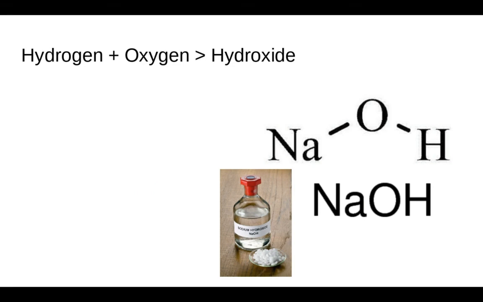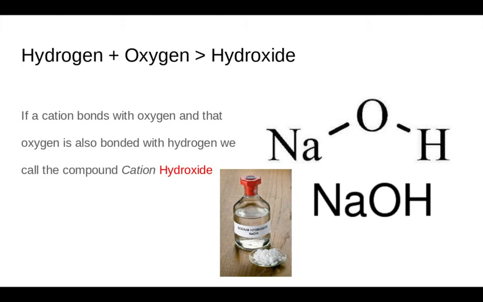This is one more I just want to look at today. This one's a little bit different. Whenever you have a cation which reacts with oxygen, and that oxygen reacts with hydrogen, we call this new product hydroxide, okay? So the cation, which here will be sodium, bonds with oxygen, and then this oxygen is bonding with two things, the sodium and a hydrogen, okay? We call this hydroxide. Hydroxide will always be OH. Whenever you see OH, that means hydroxide, okay? So this will be sodium hydroxide.